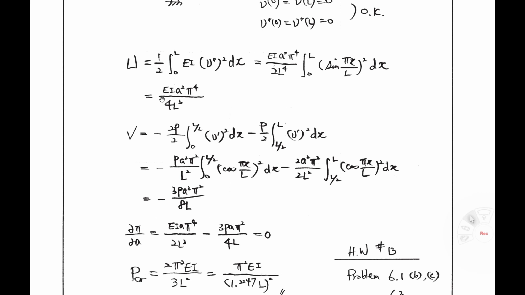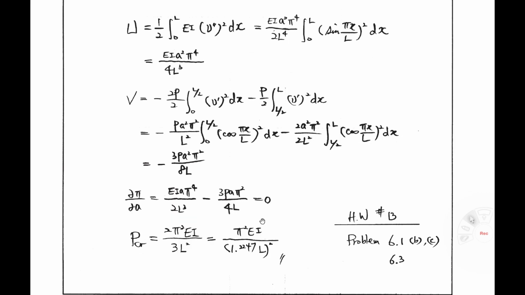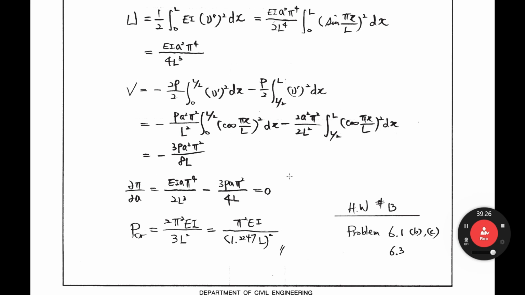This is strain energy, this is potential energy. Add together is the total energy. Take a derivative with respect to A, then you can get this equation equal to 0. From this equation you can get PCR, right? PCR equals this value.